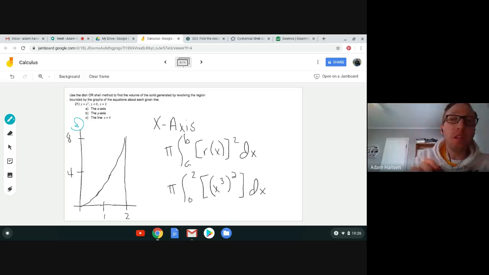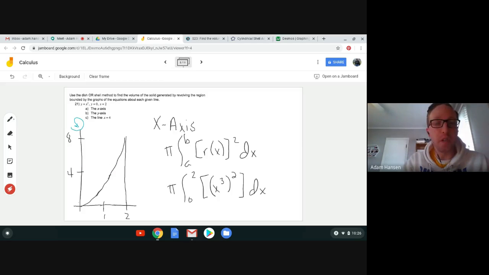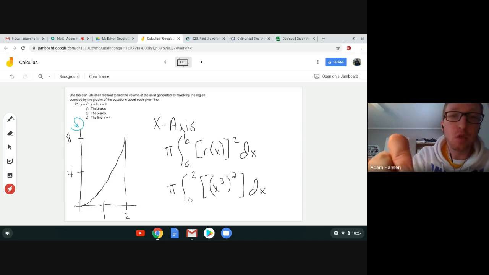If you wanted to not use shell method, you'd have to use washer because there would be a gap between your region and axis of rotation. But if you were going to use washer, you'd have to use a dy definite integral. Your two radii would be 2 and, if I solve y equals x cubed for x in terms of y, the cube root of y. You'd get the same answer. It might just be more algebraic work. I'm going to take the path of least resistance. Let's use shell.